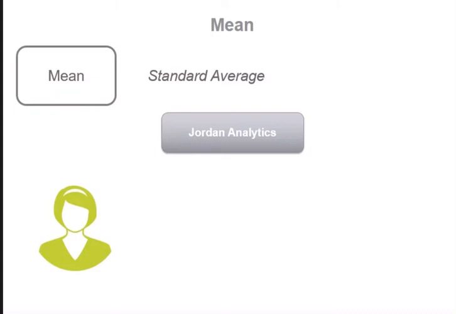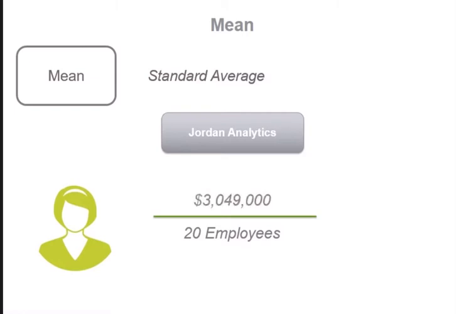If we have 20 employees, how do we calculate the mean salary? This calculation will be straightforward. We sum up the total of the salaries of employees and divide it by the total number of employees, 20. Let's say in our example the sum total of all salaries is $3,049,000. If we divide that total by 20, we get our mean salary of $152,450. That sounds like a great mean salary, doesn't it?